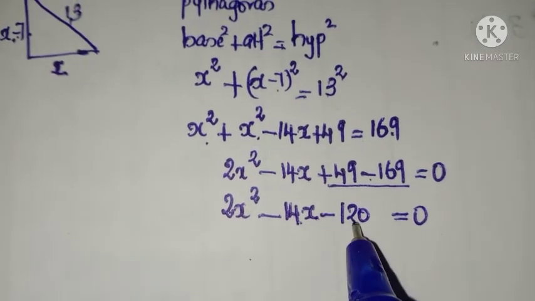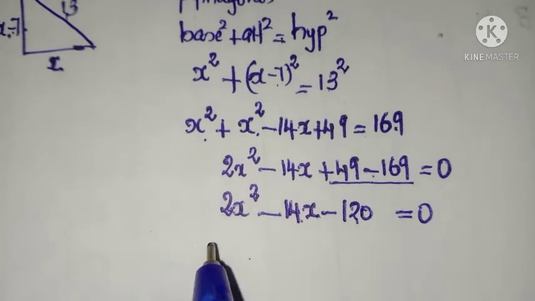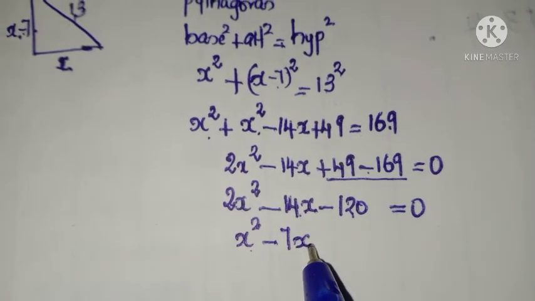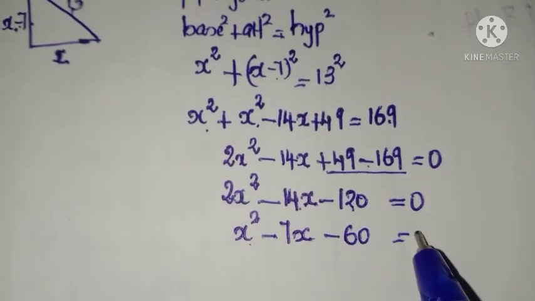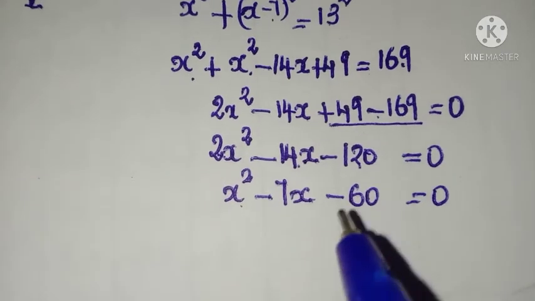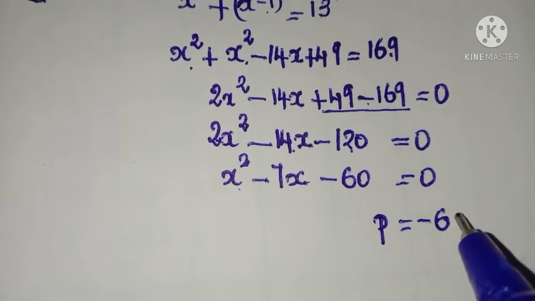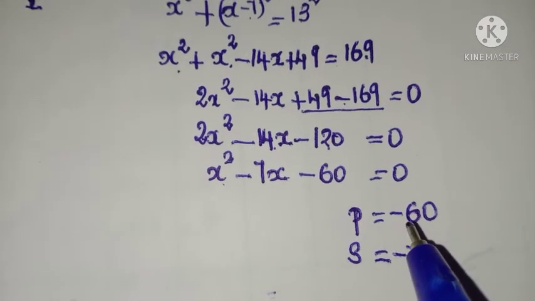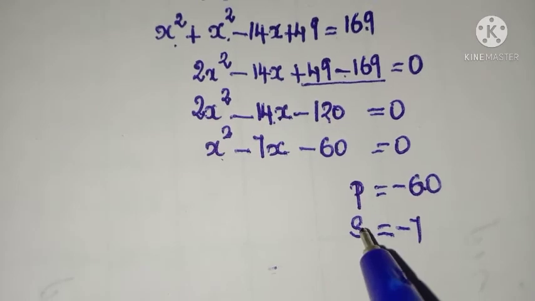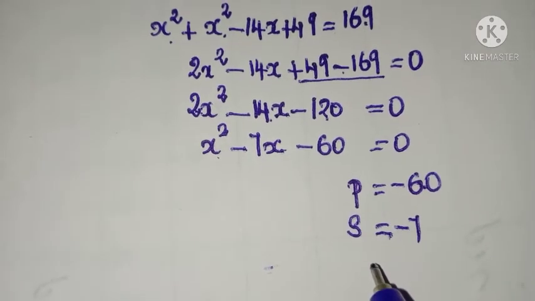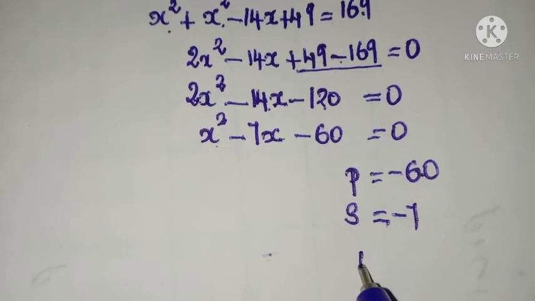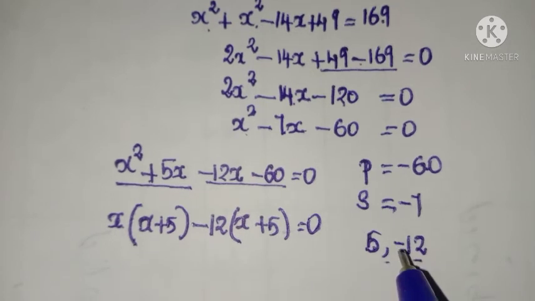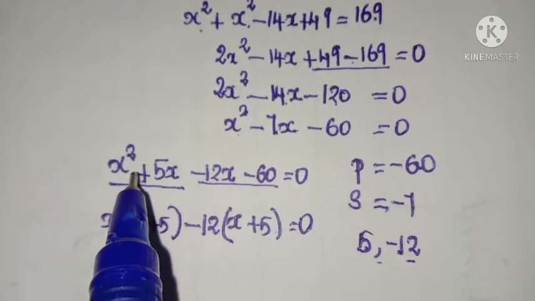Now all the three terms carry 2 as common. So we can cancel 2. We get x square minus 7x minus 60 is equal to 0. Now here product is minus 60. Sum is minus 7. So select two numbers whose product is minus 60 and sum is negative 7. That is, the numbers are 5 and minus 12.